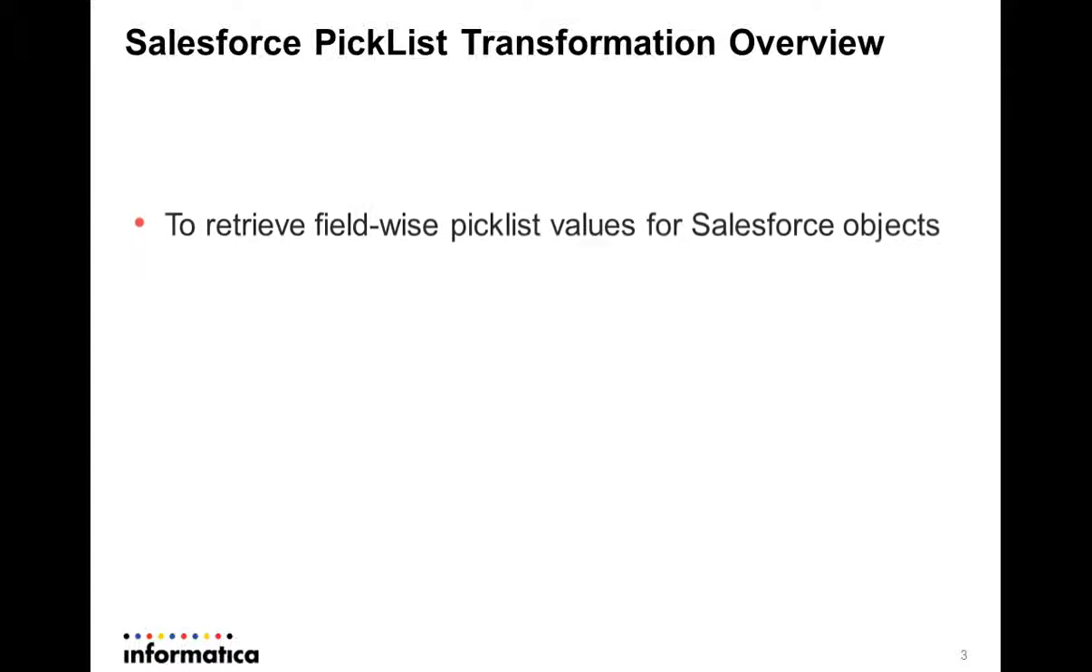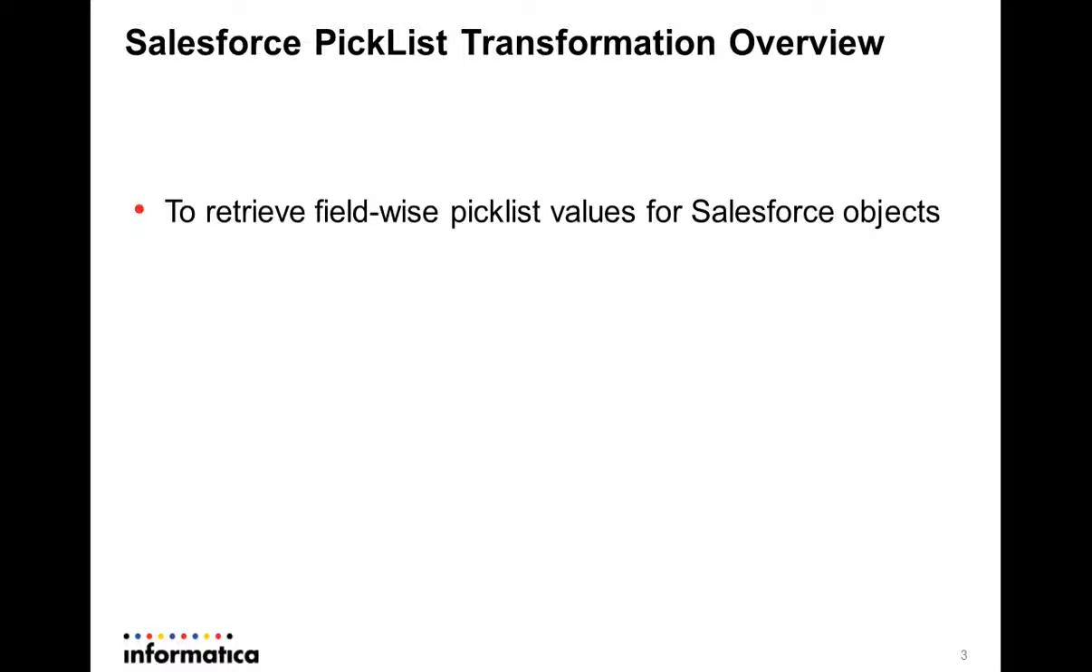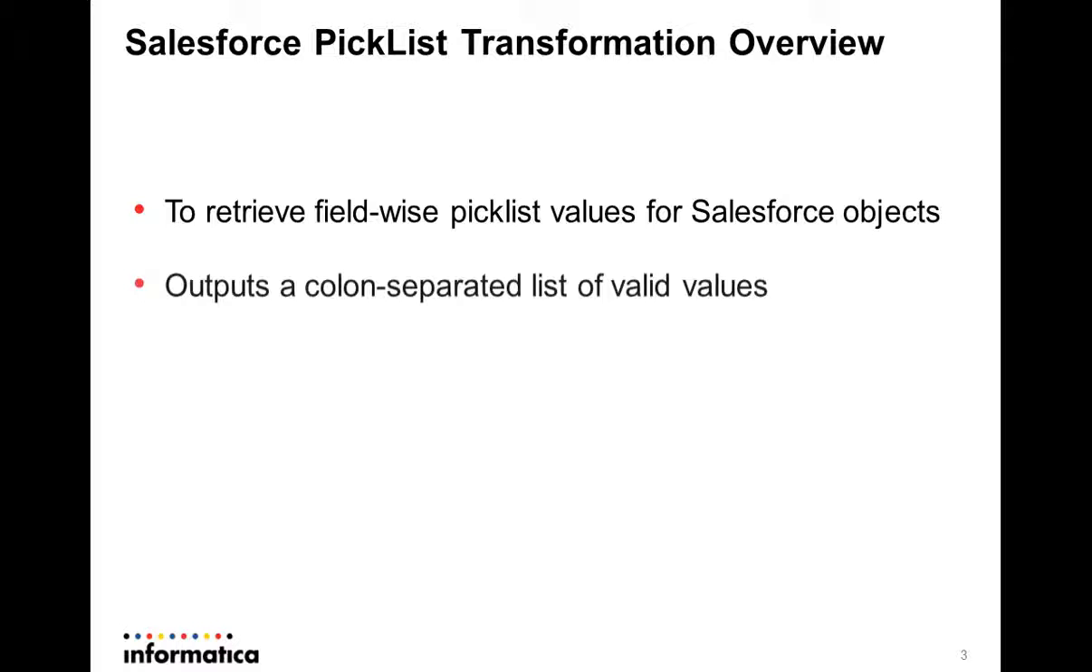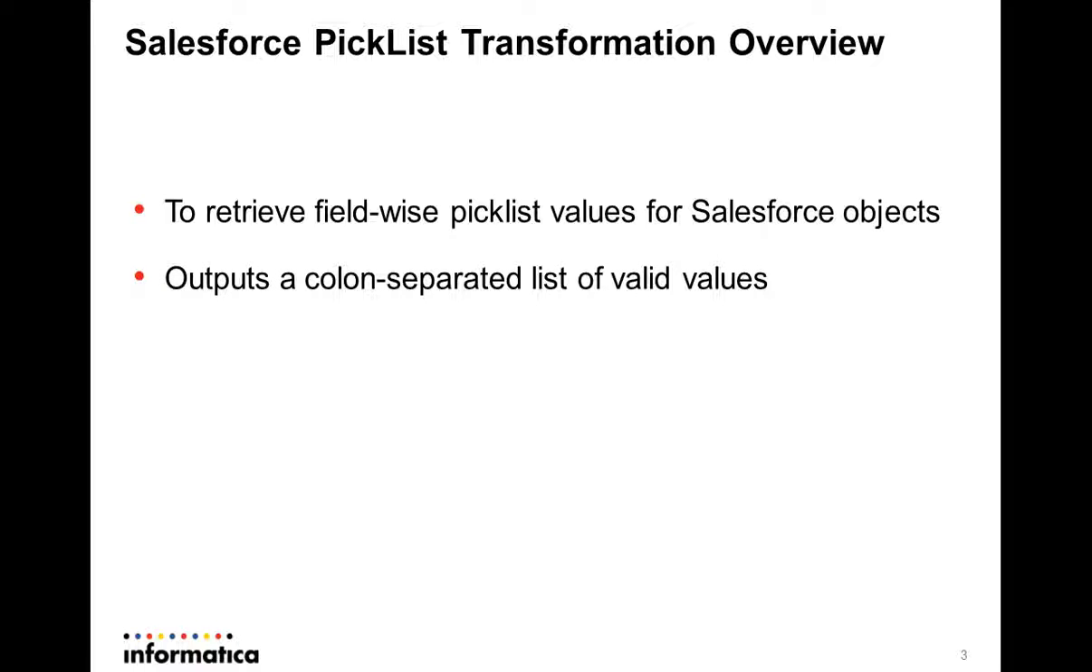Salesforce PickList transformation essentially retrieves a list of PickList values for a PickList field in a Salesforce object. A Salesforce PickList is a list of valid values corresponding to a Salesforce PickList field. This could help in validating the source data to be loaded into the Salesforce PickList field.